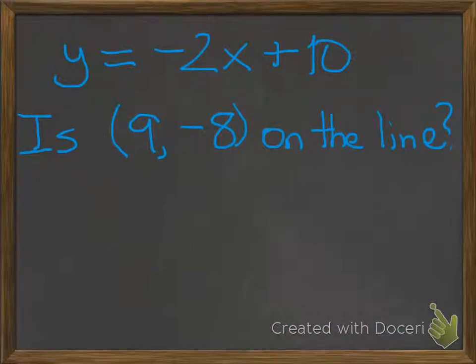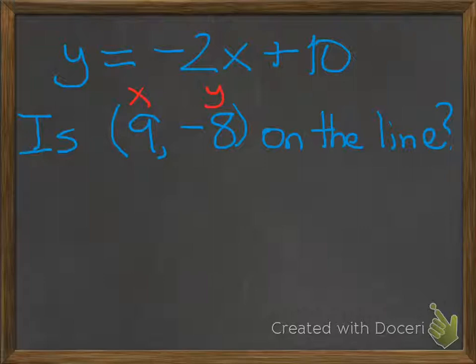All right? So we see that we're doing the same equation, y equals negative 2x plus 10. And what we're going to do is try to find out if the point (9, negative 8) is on the line. To determine if it's on the line, all we have to do is plug that point into the equation. Remember, 9 is our x, and negative 8 is our y. So we're going to place these values into our equation.